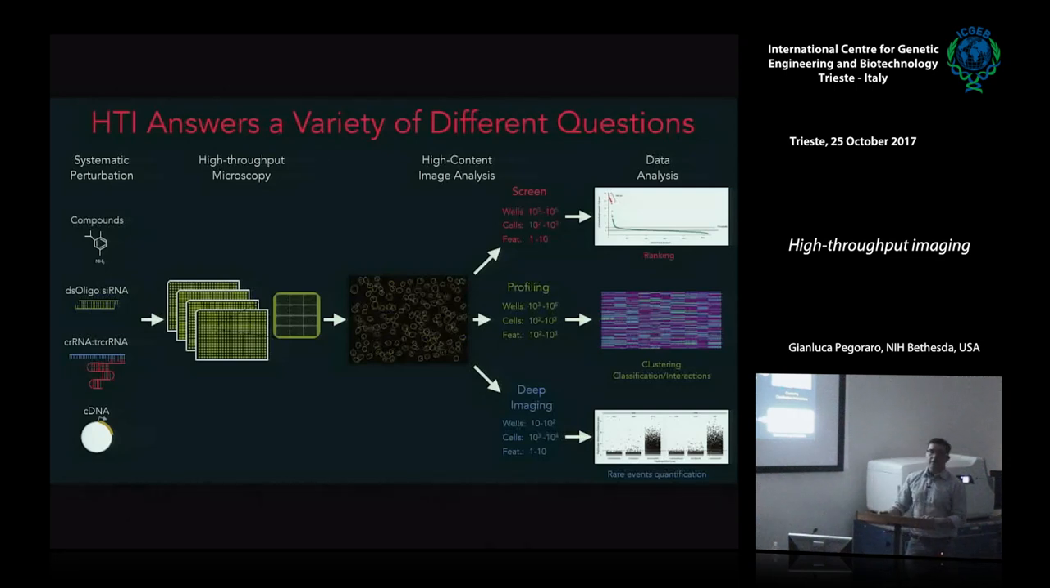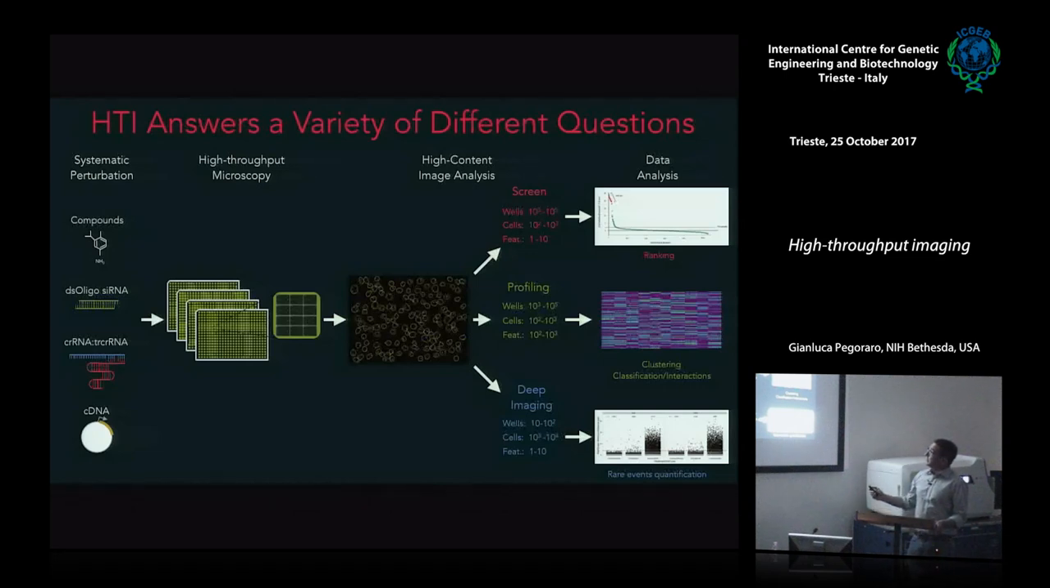So HTI can be used in roughly three different ways. In a screening mode, which is the most used of these uses of HTI, the idea here is to rank the experimental treatments based on one or a few cellular features extracted by high-content imaging, and then identify experimental treatments that have a potent biological activity.